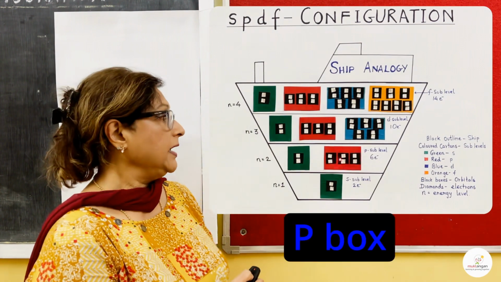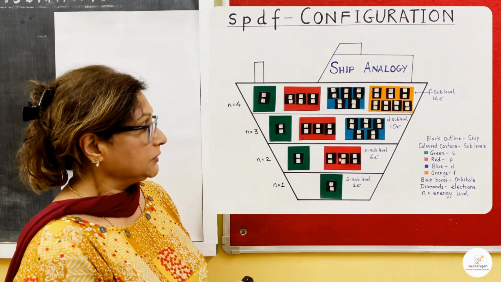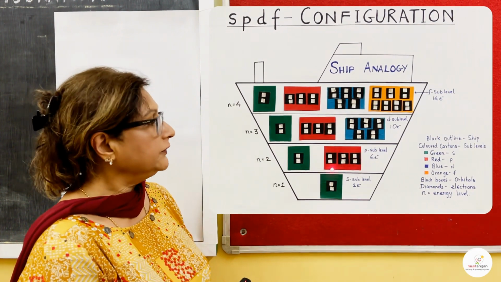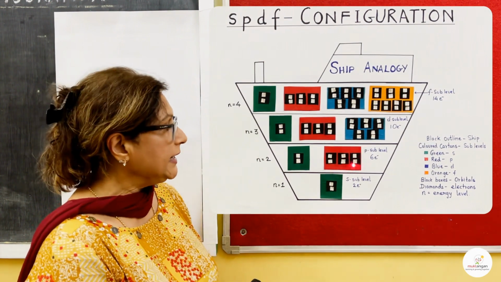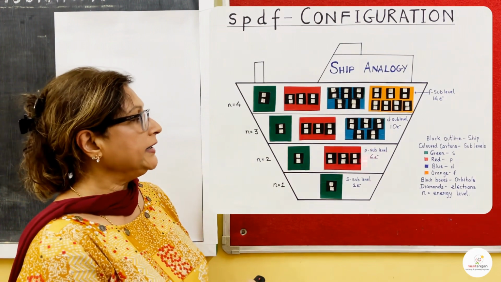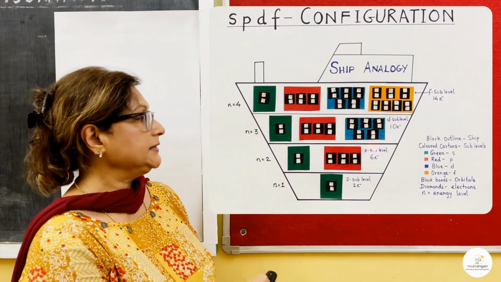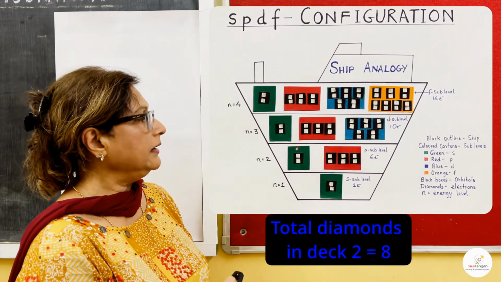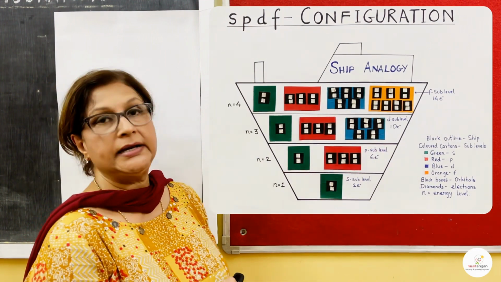Now, P box has 3 black boxes in it. So, each box can hold 2 diamonds. So, a total of 6 diamonds this red P box can hold. So, 6 in here and 2 in the S box. So, total diamonds it can hold in this deck number 2 is 8. 6 here in the red box and 2 here in the green box. So, total 8 diamonds could be stored in deck 2.